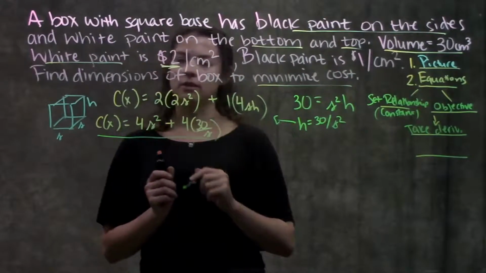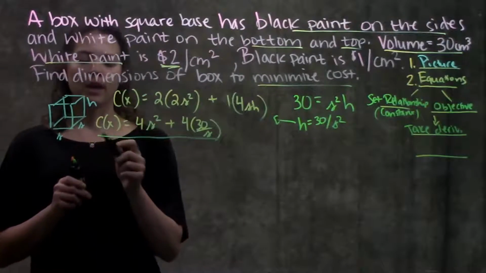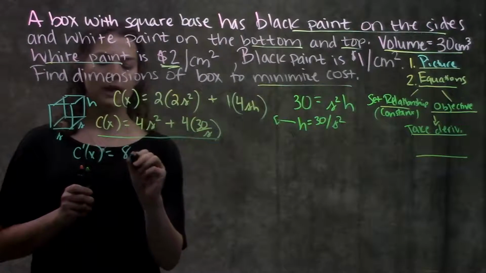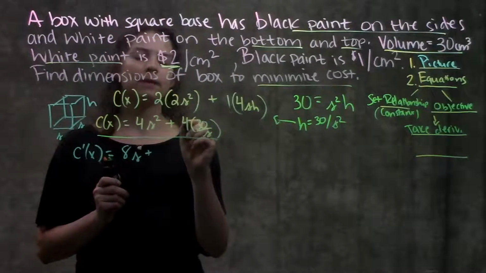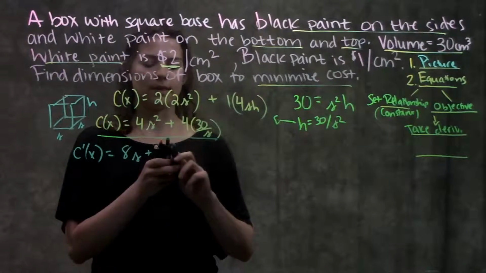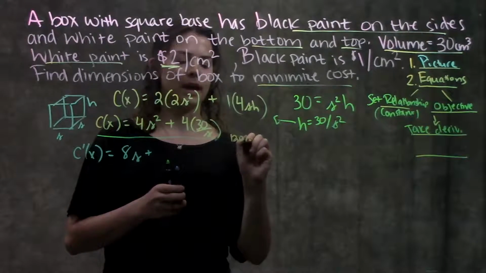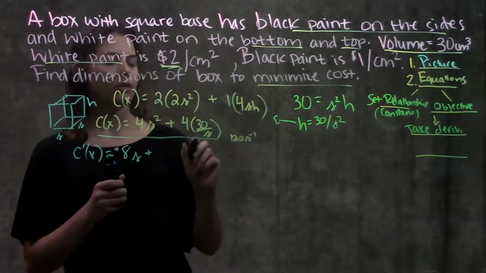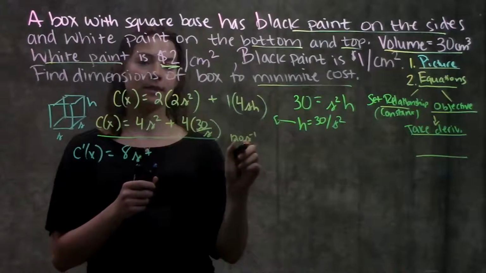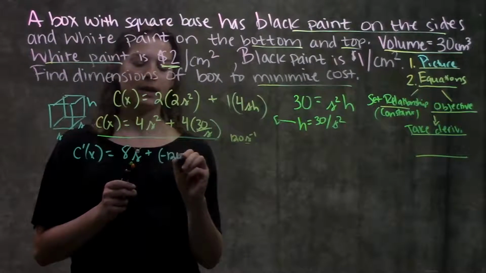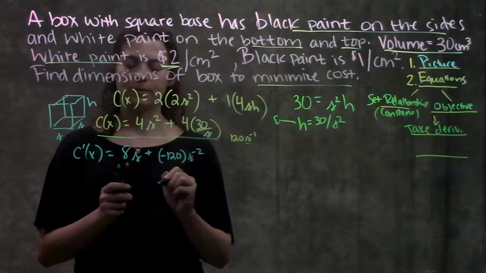So let's go ahead and take the derivative of this function. When I take the derivative, I use my power rule and get 8s plus, when you multiply 4 by 30, we can rewrite this as 120 times s to the negative 1. The derivative of 120 s to the negative 1, bring the negative down. This becomes minus 120 s to the negative 2.